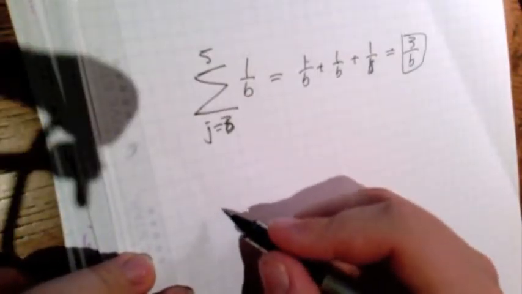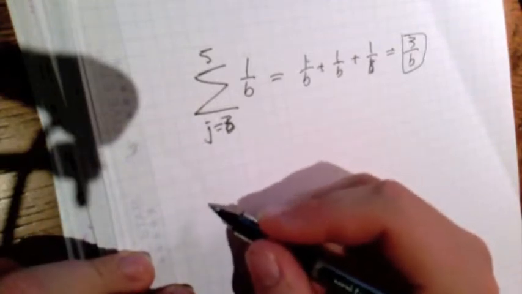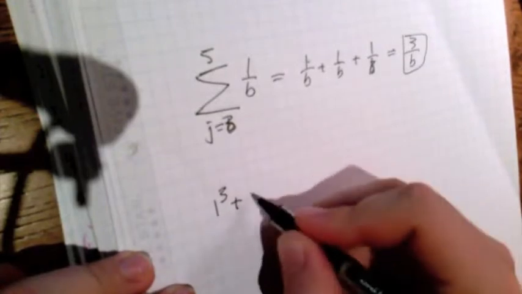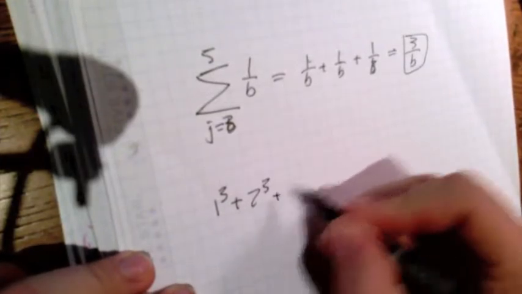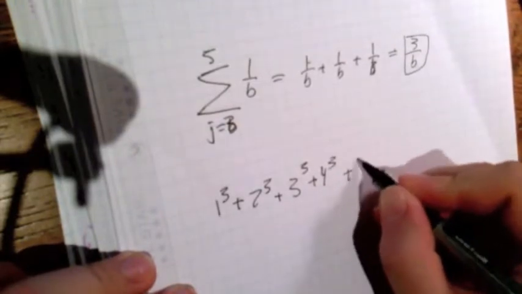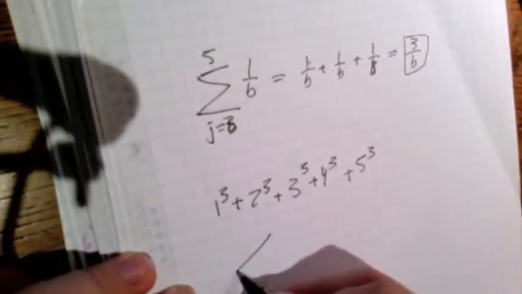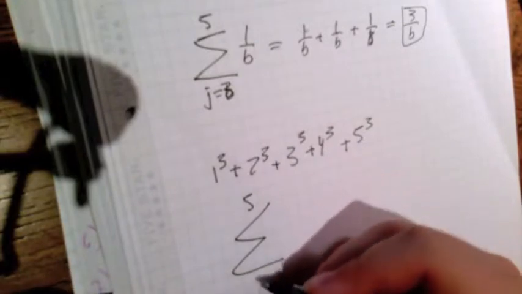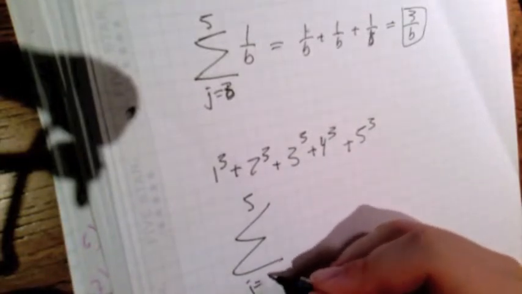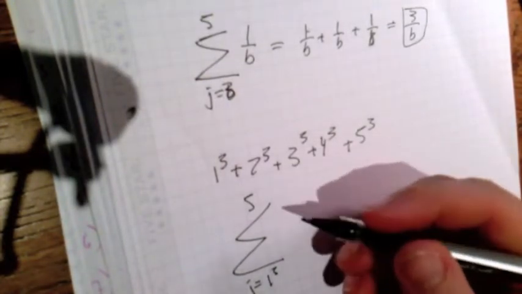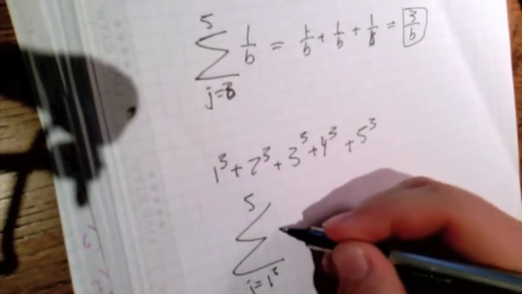Here we're working backwards. We need to write the sum using sigma notation. So we're going to write the sum of 1 to the third plus 2 to the third plus 3 to the third plus 4 to the third plus 5 to the third. So it's going to be the sum of 5 terms, because that's how many terms there are, where the first one equals 1 to the third, and the rule is j plus 1.